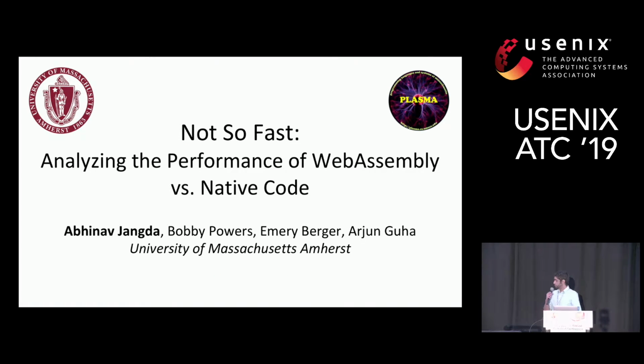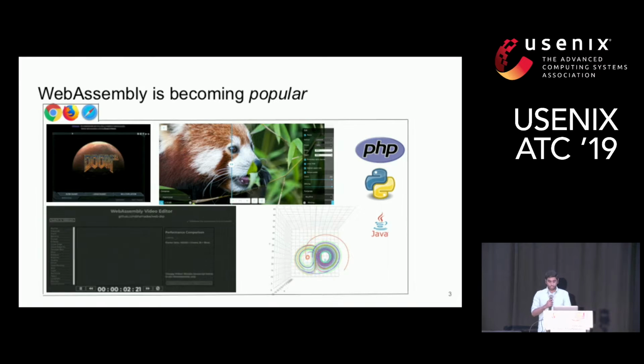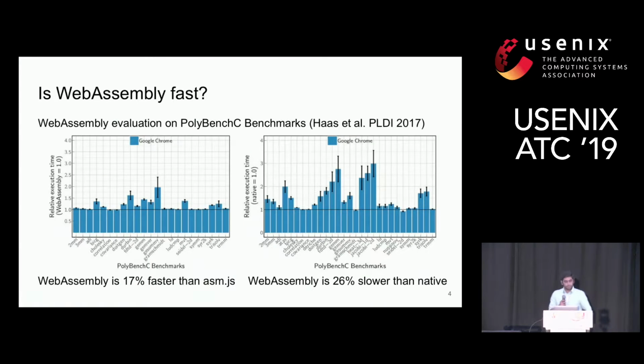Hello, everyone. I'm Abhinav, and I'm going to give you a brief introduction of our work on the first large-scale performance evaluation of WebAssembly. So WebAssembly is this new binary format to which you can compile your native applications and run them directly inside a browser. Since its release, WebAssembly has been used to run a wide range of applications directly inside the browser. The paper that introduced WebAssembly did some evaluation using PolyBench C benchmarks and found that WebAssembly is only 26% slower than native.